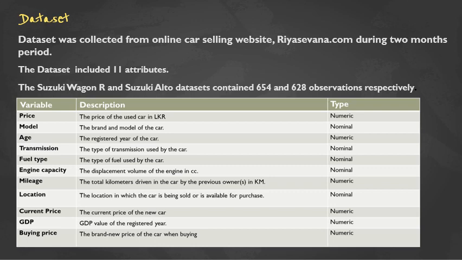The dataset used in this study included 11 attributes. The Suzuki Wagon-R and Suzuki Alto datasets contain 654 and 625 observations respectively. Price, age, mileage, current price, GDP, and buying price were the numerical variables. Model, transmission, engine capacity, and location were the categorical variables.